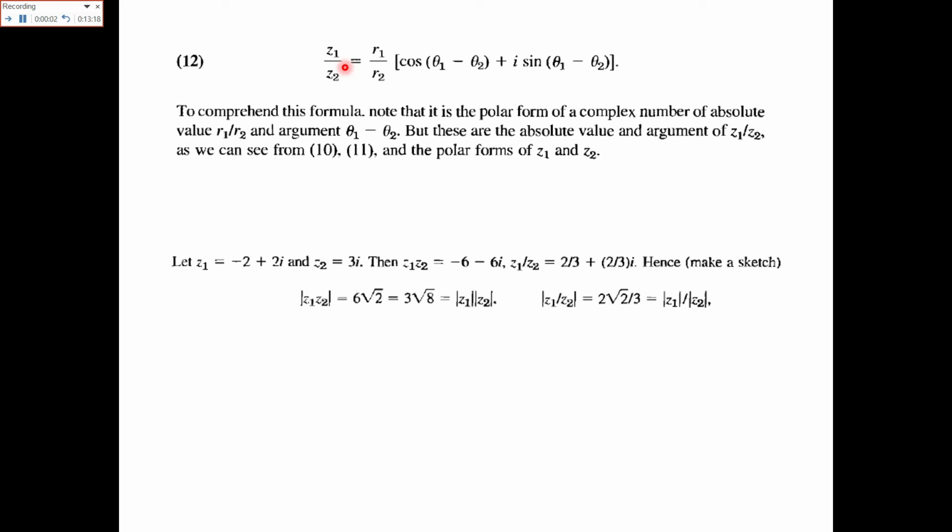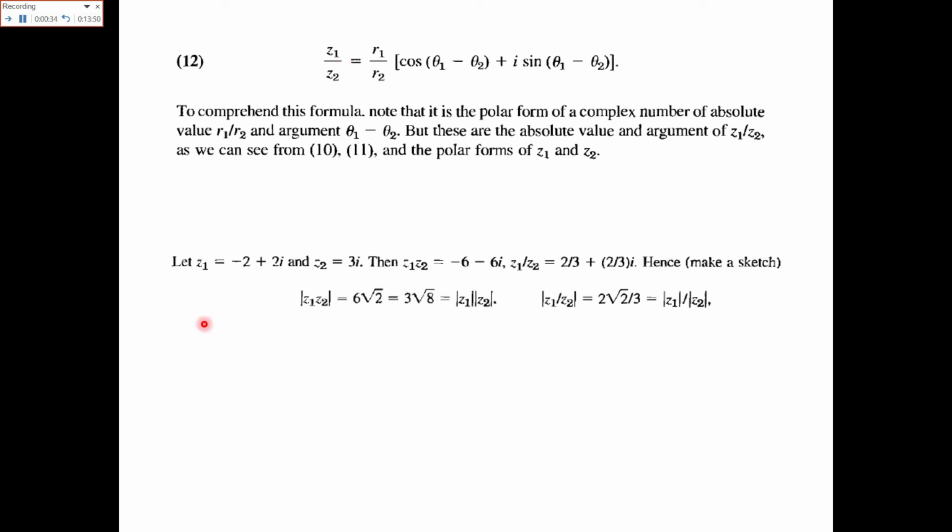Similarly, just like in the quotient rule, in polar form z1 over z2 is equal to r1 over r2 into cos of theta 1 minus theta 2 plus iota sin of theta 1 minus theta 2. To comprehend the formula, note that in the polar form the complex numbers have absolute values r1 and r2 and arguments theta 1 and theta 2, so z1 over z2 has absolute value r1 over r2 and argument theta 1 minus theta 2, and this is how you can find the values.